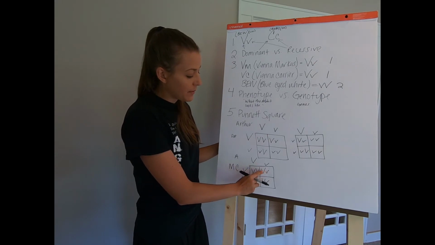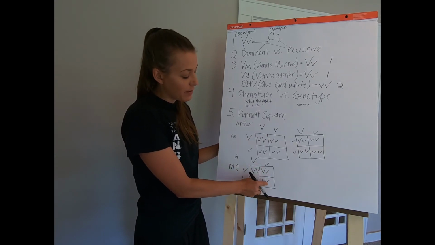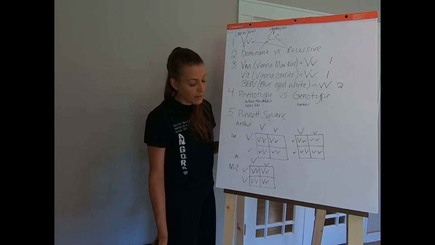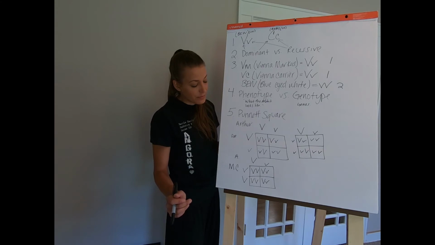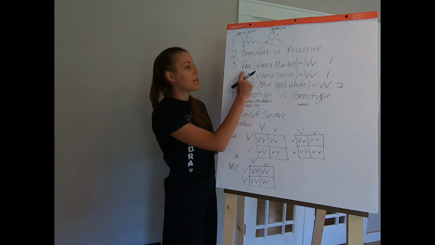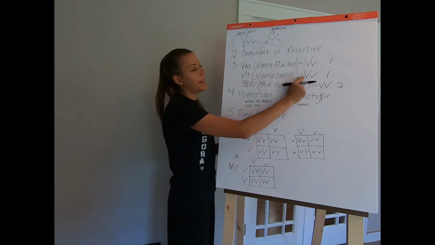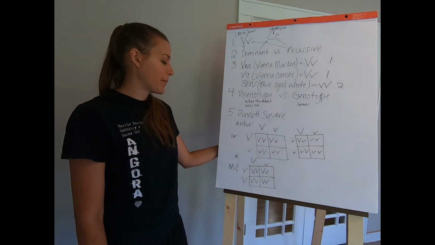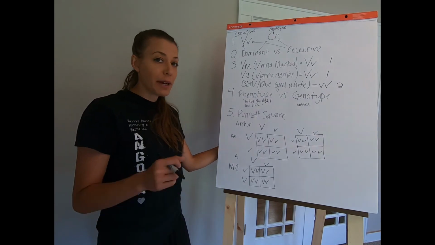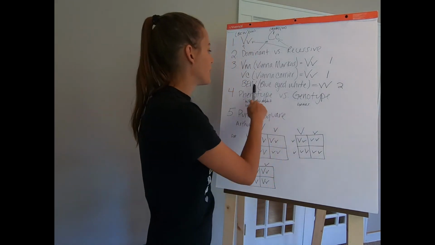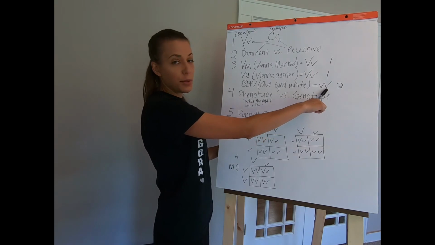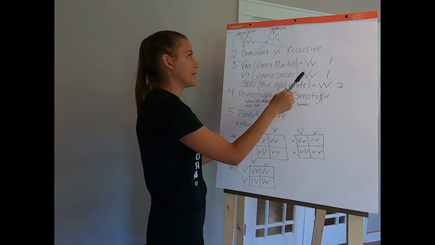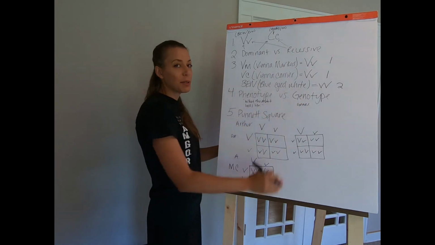And then we look across, we've got the big V and the little v, the big V and the little v. This tells us that 50% of the litter is going to be either Vienna marked or Vienna carriers. So we wouldn't get any blue-eyed whites out of this. What happens if you breed a blue-eyed white with a blue-eyed white? Remember the blue-eyed white, 2 lowercase recessive genes, and when you have 2 of those lowercase recessive genes, they turn into the blue-eyed white.